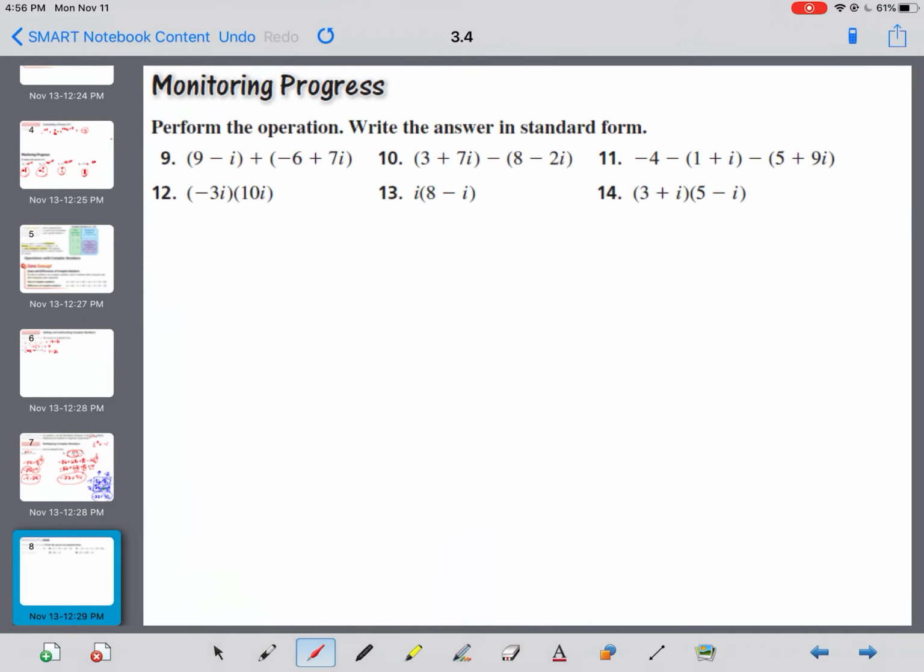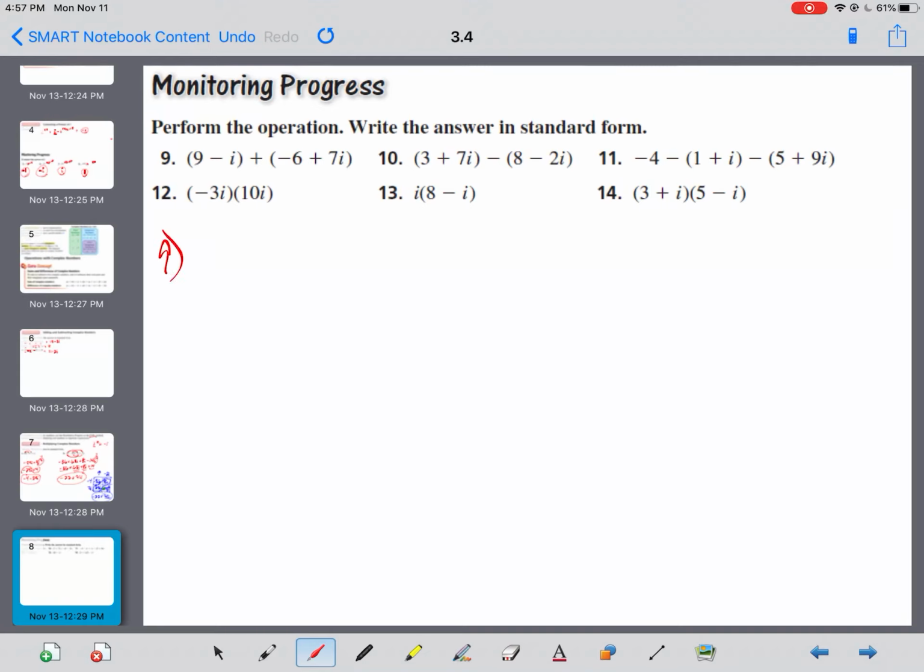All right, here we got some to try. All you need to do is add, subtract, or multiply these, and write it in standard form: real part, then imaginary part. Try 9, 10, 11, 12, 13, 14, and then come back and see what I get.